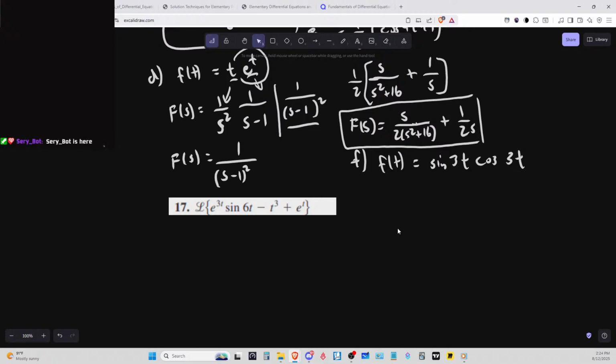So in this case, if the product in front is supposed to influence here, that means if E is a 3, that's supposed to become S minus 3, and then sine, if it's sine 6t, then that's going to become 6 over S squared plus 36.